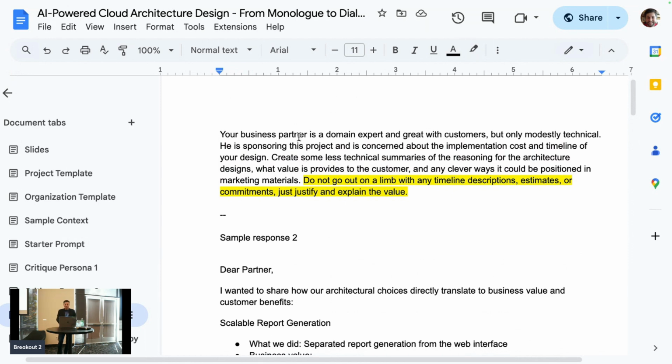And this last one was fun, so I made it like a business persona, where it's someone who's always talking with customers. Maybe they're in sales or marketing, maybe they're the CEO of a startup, and they're sponsoring the project, but they're concerned about the cost and timeline, and what is the customer value.